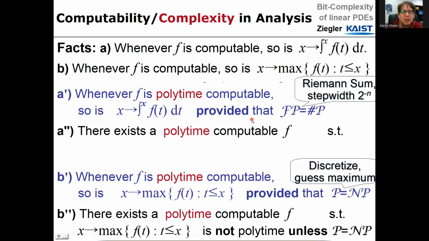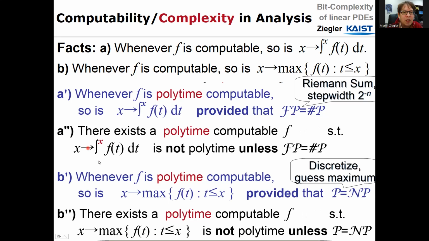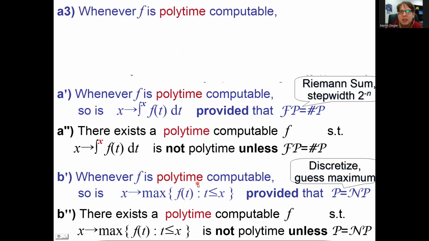And again, this turns out to be optimal. There exists a polynomial time computable function such that the indefinite integral is not polynomial time computable unless this even stronger hypothesis holds. So from this perspective, indefinite integration is even harder than parametric maximization in that it corresponds to this significantly larger discrete complexity class than this one.